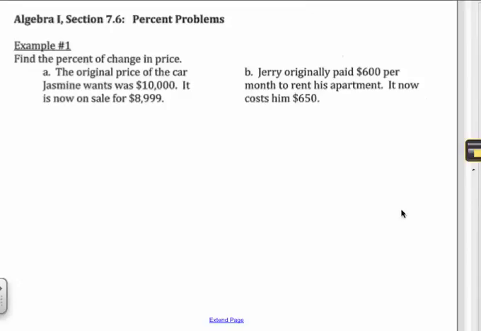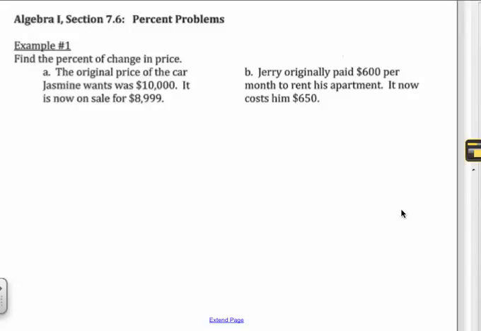Okay, gentlemen, today we're going to take stuff that we did yesterday, and we're going to use it in percent problems. Most of the stuff today is just percent increase and percent decrease. Remember, the percent is always found out of the original number, not the new number. We're always talking about the old number. Okay?